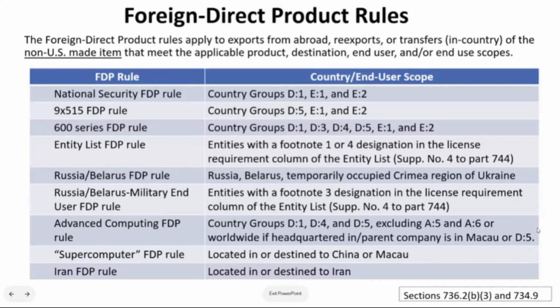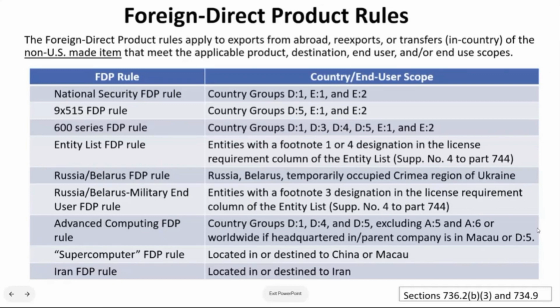What's really important about determining whether you're subject to the EAR based on the foreign direct product rules is, in many cases, country scope, and end user scope in some cases. But as you go further down the line, it also gets into product scope as well. So let's go down. The national security FTP rule, the 9X515 FTP rule, where X is a placeholder for one of the 5 product groups. So it could be 9A515, which is a satellite, or 9E515, for example, which would be technology to build a satellite. And we have 600 series rules.